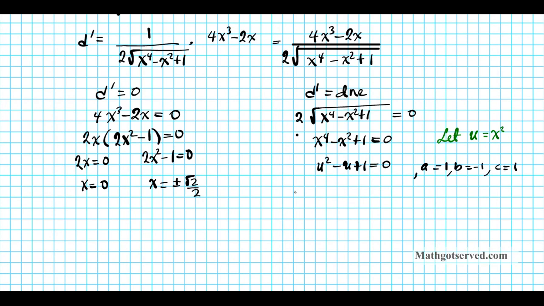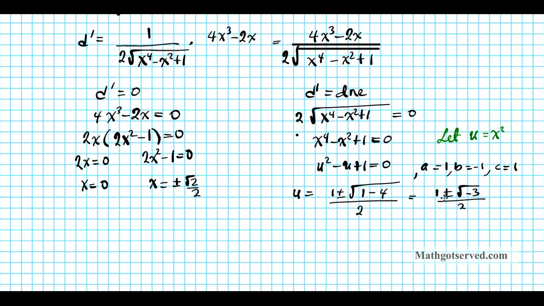So if we do that, we're going to have u equals negative b, which is positive 1, plus or minus the square root of b squared, which is 1, minus 4ac. 4 times 1 is just 4, divided by 2a. Okay? So that gives us 1 plus or minus the square root of negative 3, over 2.